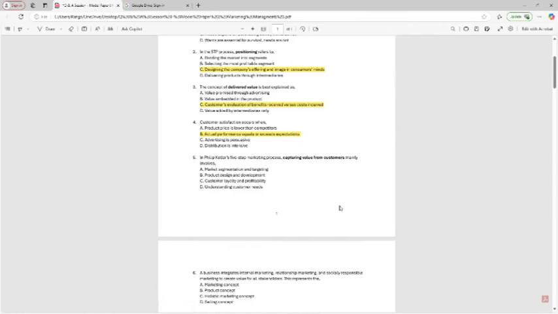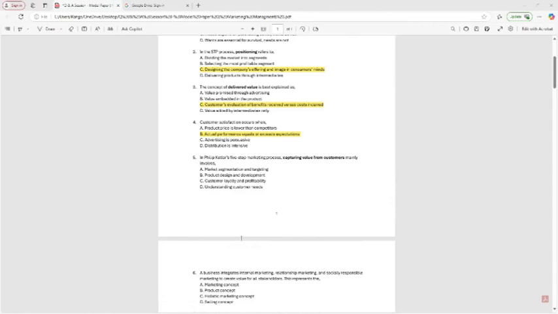There are 4 answers: market segmentation and targeting, product design and development, customer loyalty and profitability, understanding the customer needs. That is also included in session number 1. If you do not remember the answer, let's go to the last slides in session number 1. I will show you. You can see the screen here. Here you can see the marketing process.